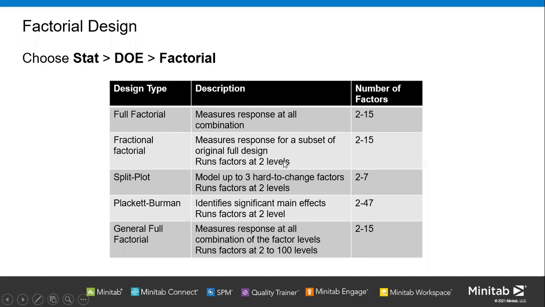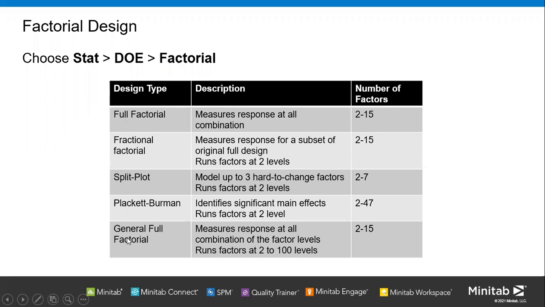So if let's say you have 3 levels, you cannot go with fractional factorial design, because this one is applicable for 2 levels only, high and low. If you consider high, medium, low, it is not applicable for fractional factorial design. And then we have split plot, and then Plackett-Burman is also a 2-level design. And for general full factorial, you can run factors at 2 up to 100 levels. So this one is the factorial itself.